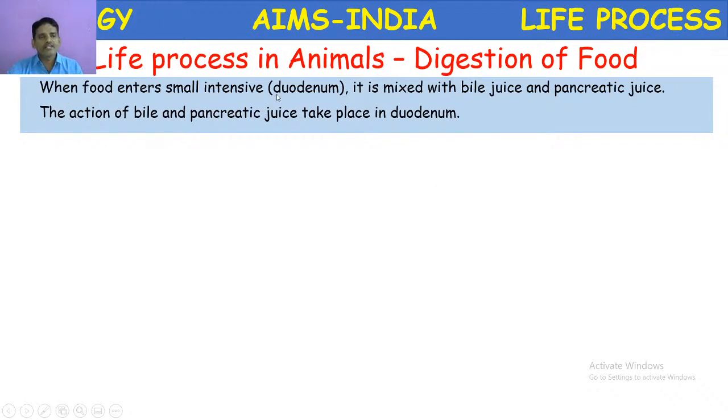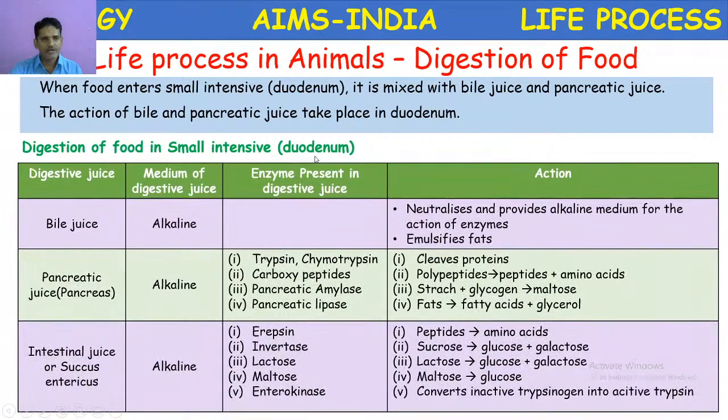When food enters the small intestine, the duodenum, the first part, it is mixed with bile juice and pancreatic juice. The action of bile and pancreatic juice takes place in the duodenum. The duodenum is the part where maximum digestion takes place. The digestive juices which enter the duodenum are bile juice from the liver and pancreatic juice from the pancreas.